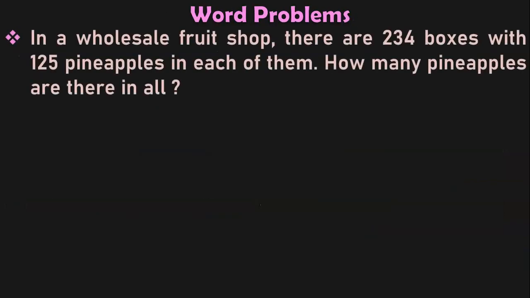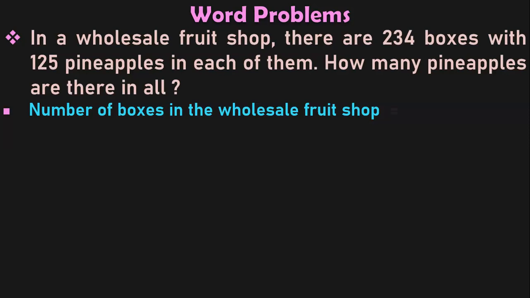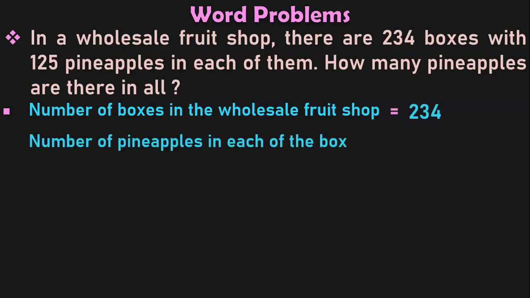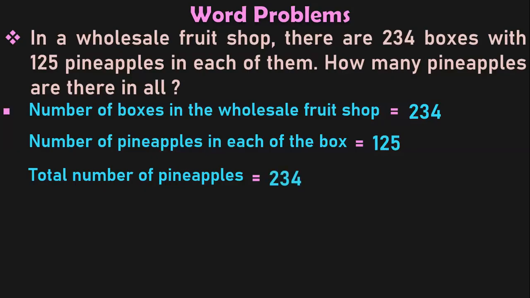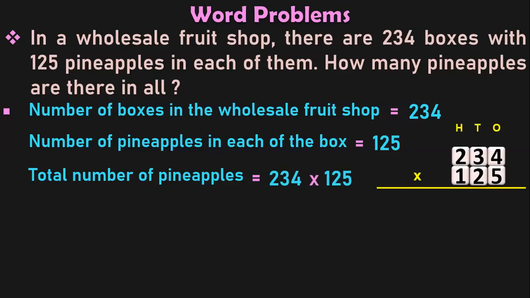We are going to do one word problem here. In a wholesale fruit shop, there are 234 boxes with 125 pineapples in each of them. How many pineapples are there in all? Number of boxes in the wholesale fruit shop is equal to 234. Number of pineapples in each of the boxes is equal to 125. Total number of pineapples will be 234 into 125. So write down the numbers one below the other and do the calculations quickly.